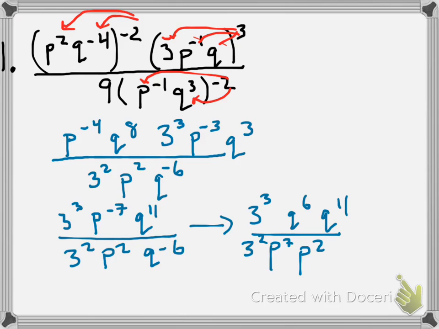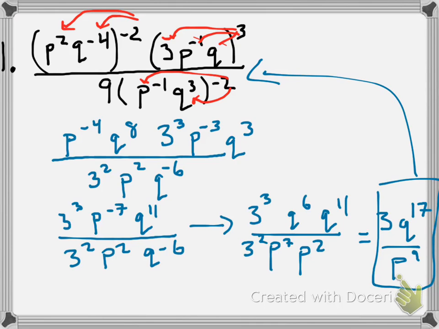Now once I have that, let's just reduce what I can. Not a whole lot. I have 3 3's on the top, 2 3's on the bottom, so I'm going to be left over with 1 3 on the top. I have 17 total q's on the numerator, and I have 9 p's on the denominator. And there it is. That's as simple as we can get it. Way more simple than that, right? Sure is. Did you get that answer? Good. Good job.